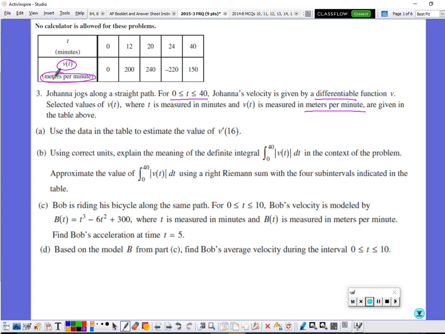Part A says, use data in the table to estimate the value of v prime of 16. So I have velocity, and I'm trying to estimate v prime. V prime is the instantaneous rate at which v is changing. The way you estimate an instantaneous rate is you find an average rate.